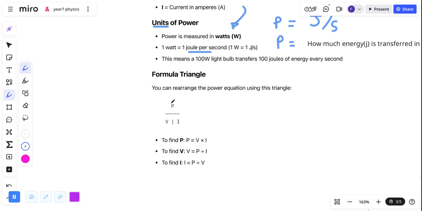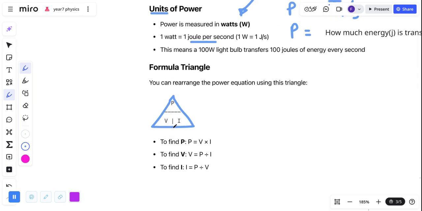I would rather use proper algebra, but I don't use that with year 7 because I don't know how much you've done in school, and my job is to teach you physics. Okay. Now, the way to use this is you cover what you're trying to find.